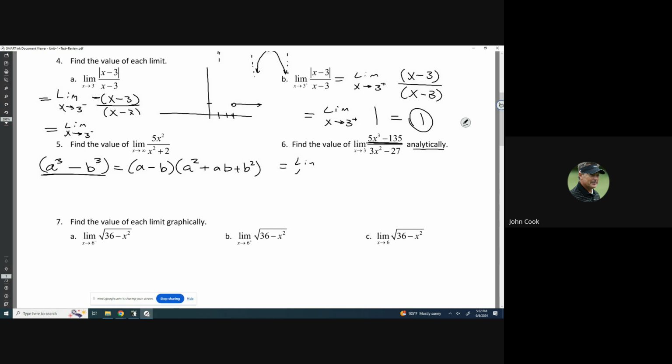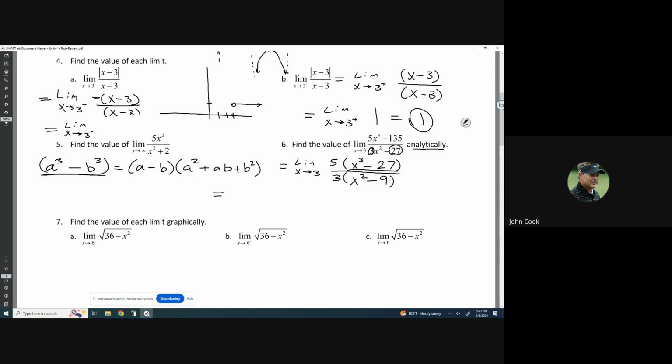I'd say the limit as x goes to 3. I notice that I have a 5 here, and 135 is divisible by 5, so I divide out the 5. So I get 5 times parentheses x to the third minus 27. Then 3 and 27 are both divisible by 3, so I take a 3 out, and I get x squared minus 9. Then I'd factor it a little bit further.